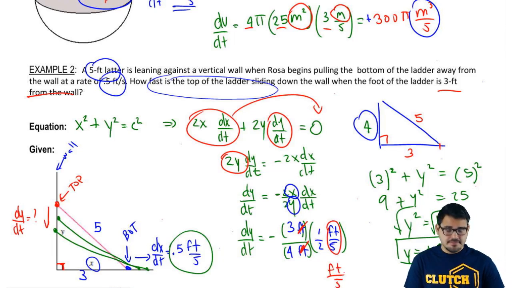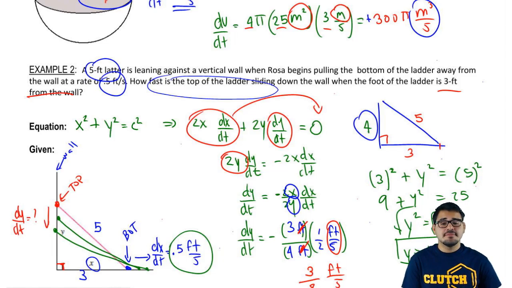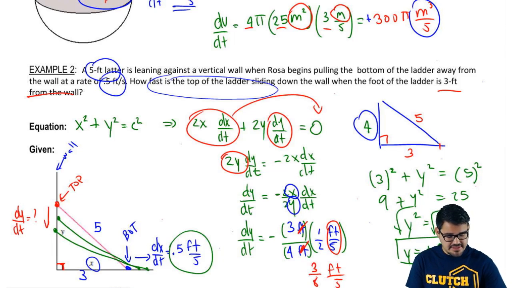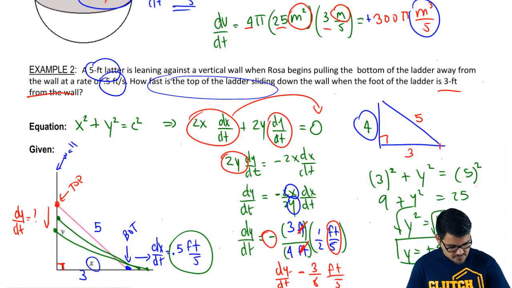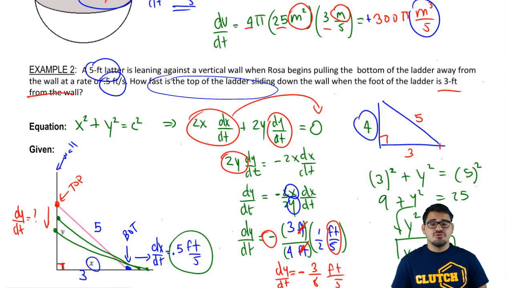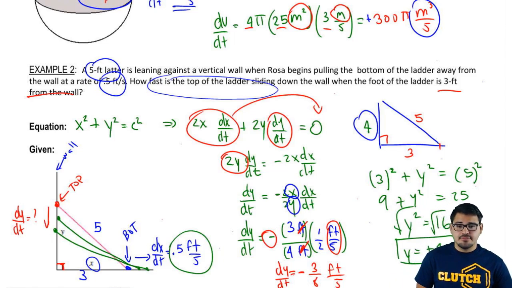Feet over second. And then if I multiply this 3 times 1, it's going to be 3 over 4 times 2, which is going to be 8. So it's 3 over 8. And then the last thing is going to be this negative here. So my final answer is going to be dy/dt is equal to negative 3 over 8 feet per second.